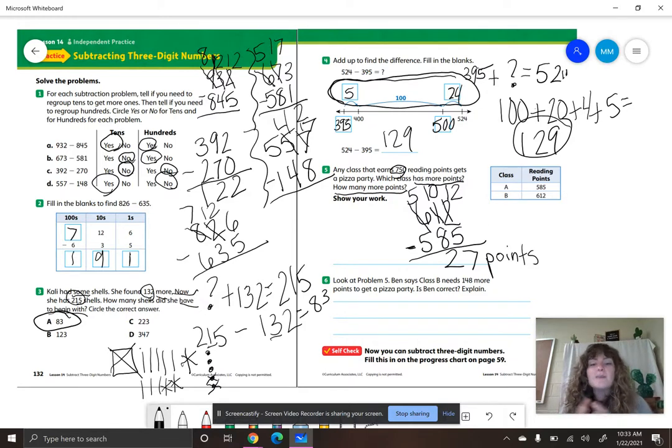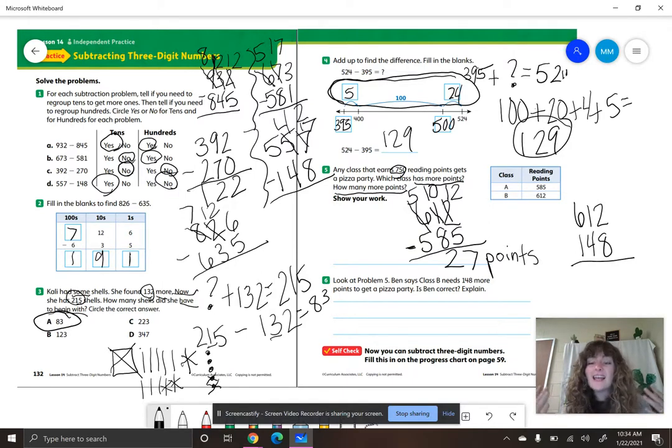All right, and number 6. It says, look at problem number 5. Ben says Class B needs 148 more points to get a pizza party. Is Ben correct? Ooh, okay. So we know that they need how many points to have a pizza party? 750. Ben says that Class B, they have 612 and they need 148 more to get a pizza party.